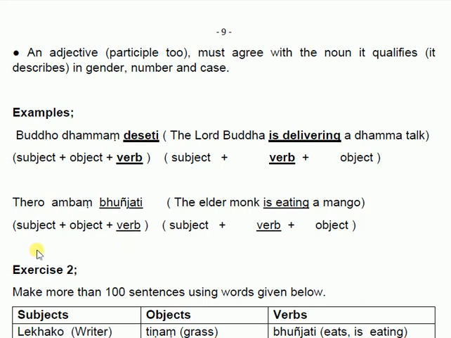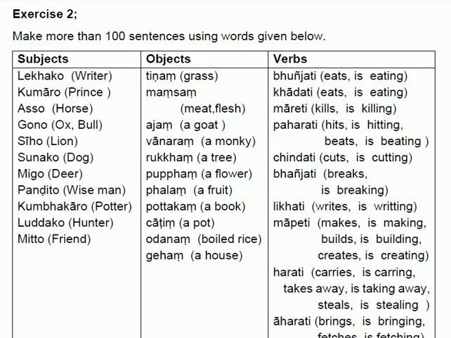And now you have another exercise 2. Here it says make more than 100 sentences using words given below. This box has 3 columns: subject nouns, object nouns, and verbs.